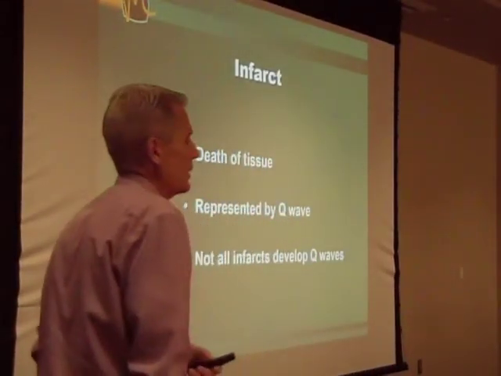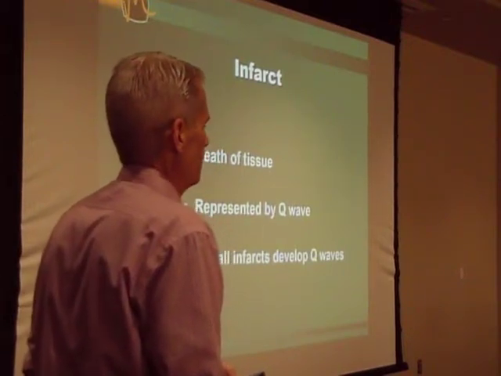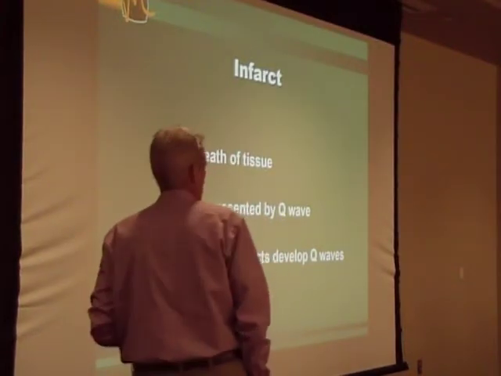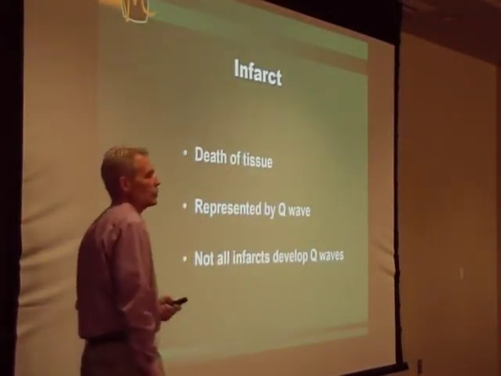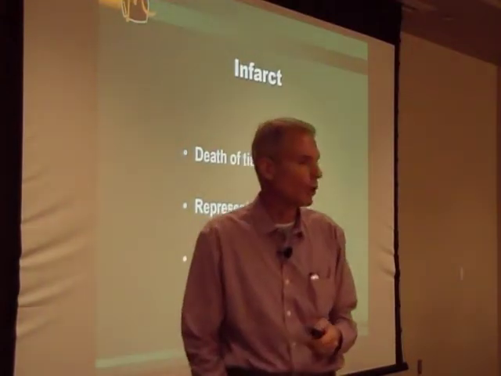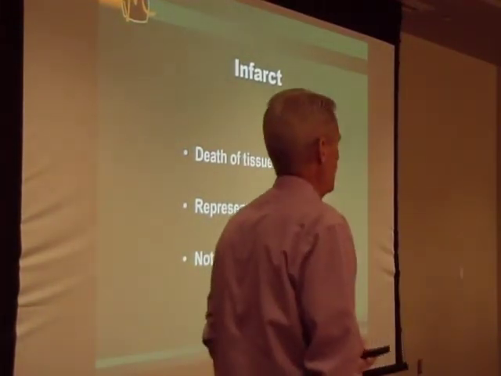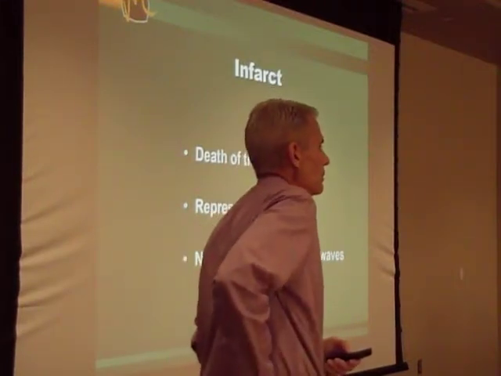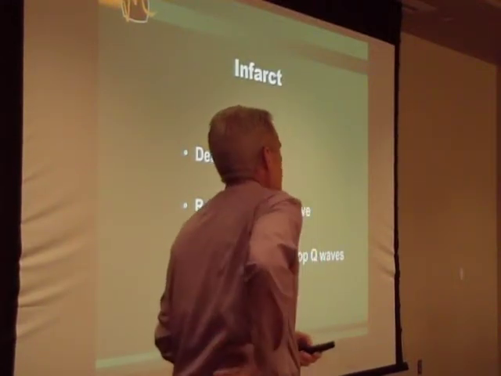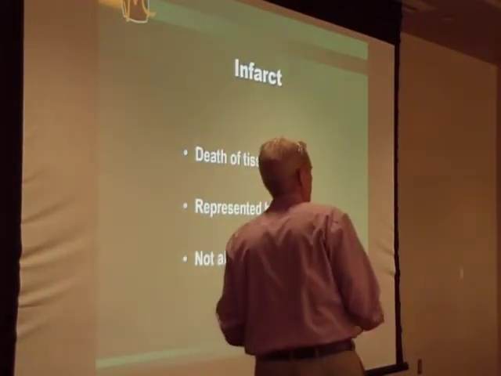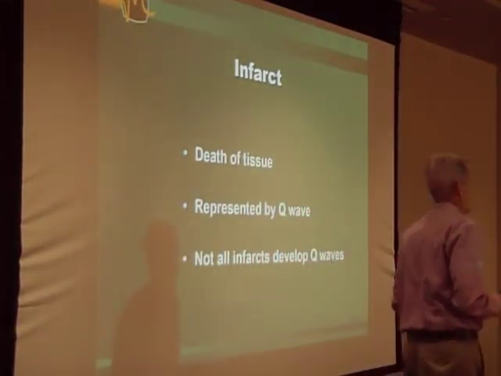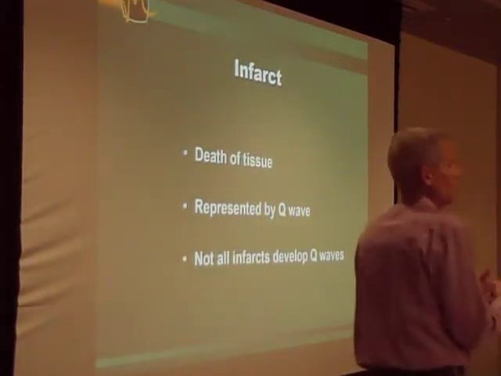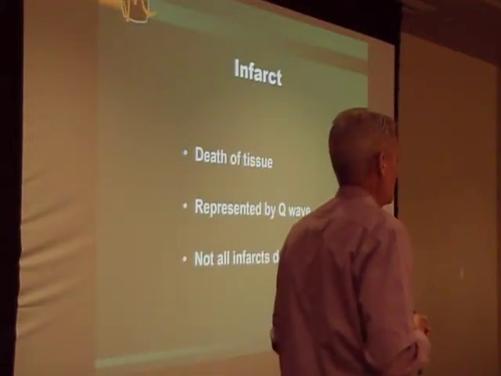And then lastly of the three I's is infarct. Defined as death of tissue represented by pathologic Q waves. Just know that all infarcts don't always give you pathologic Qs. It used to be, in years past, prior to the time of coronary care units back in the 50s and 60s, the way that you were diagnosed with having a past MI was the development of a pathologic Q on your EKG.